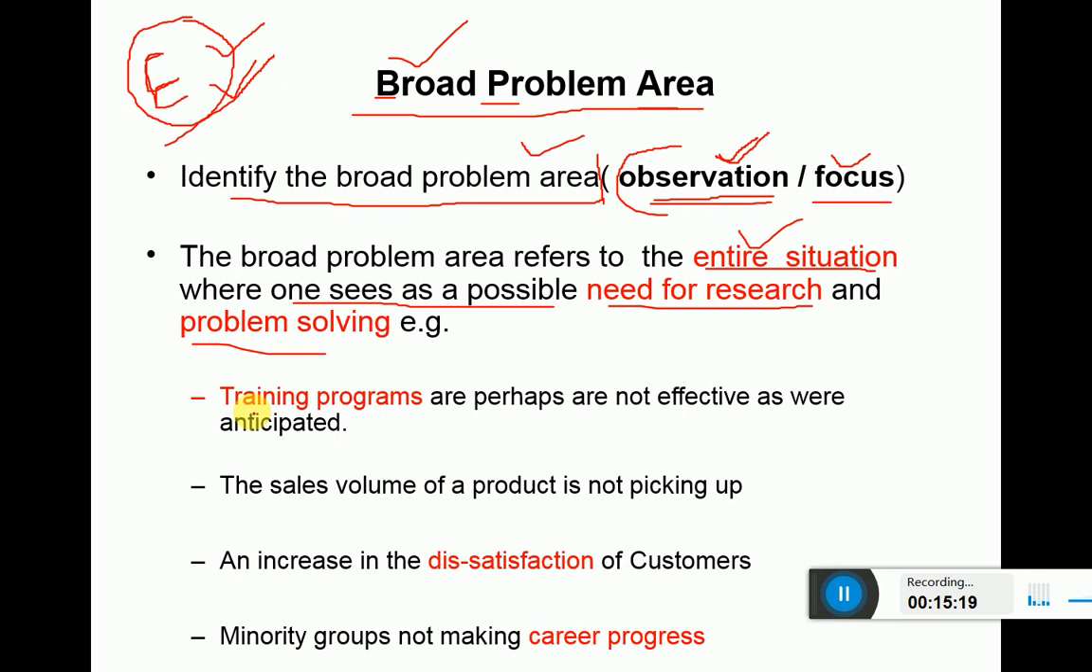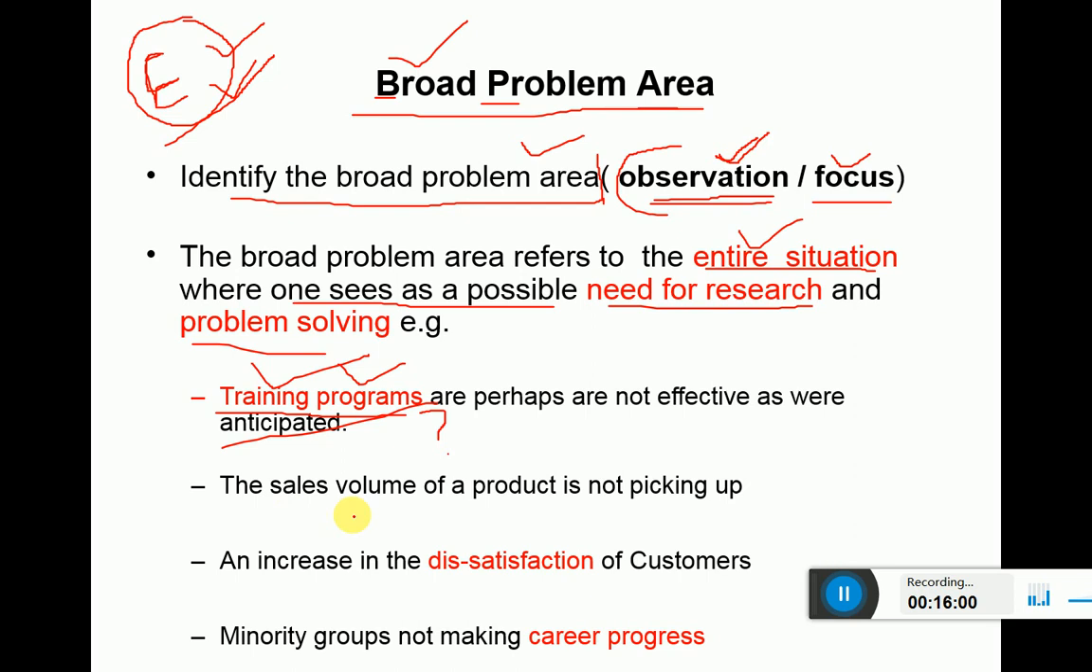Let's suppose an organization oriented a training program for the employees. What happened when the organization evaluated the performance of the employees? Their performance was not up to the mark. Now the question arises: why is the performance of the employees not up to the mark when they got proper training? It means the researcher requires some more investigation: were the training programs effective or not? Yes, this is a situation where some more investigation is required.